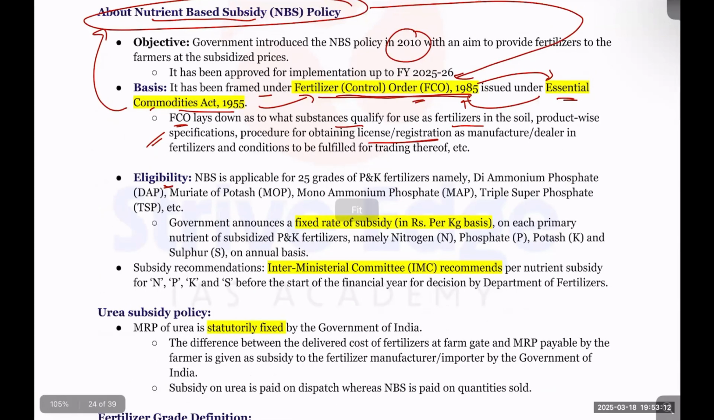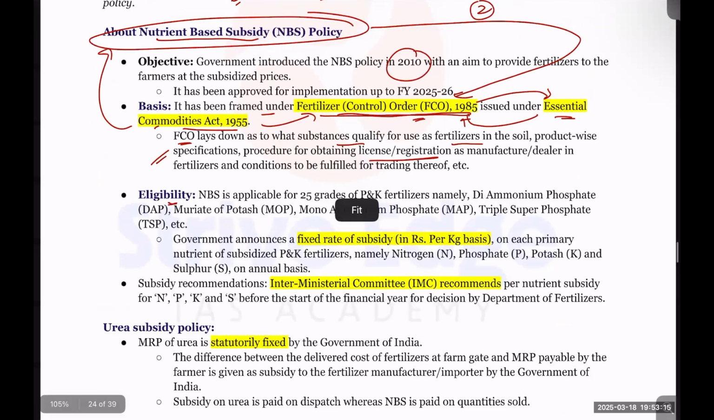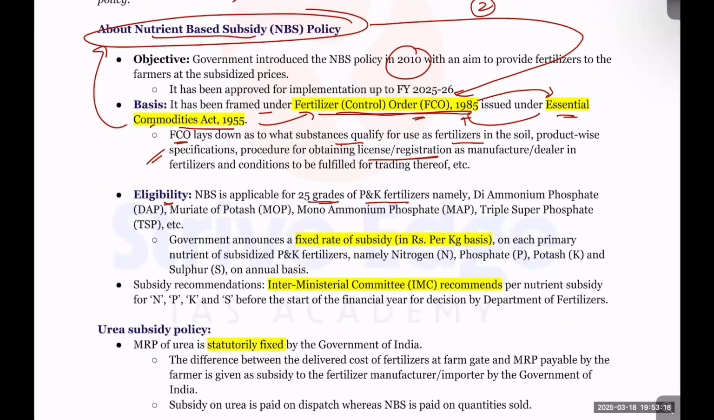Okay, the nutrient-based subsidy will be applicable for 25 grades of P and K fertilizers. You should also remember one thing, that urea that we talked about is not included in this nutrient-based subsidy. Okay, so other nutrients of the crop are included in this policy, right? Some of the fertilizers which have been included are diammonium phosphate, which is also called DAP, muriate of potash, MOP, and monoammonium phosphate, MAP. So these are some of the phosphate and potassium type of chemical fertilizers which are covered in this nutrient-based subsidy. So the government has announced a fixed rate of subsidy on a per kilo basis.